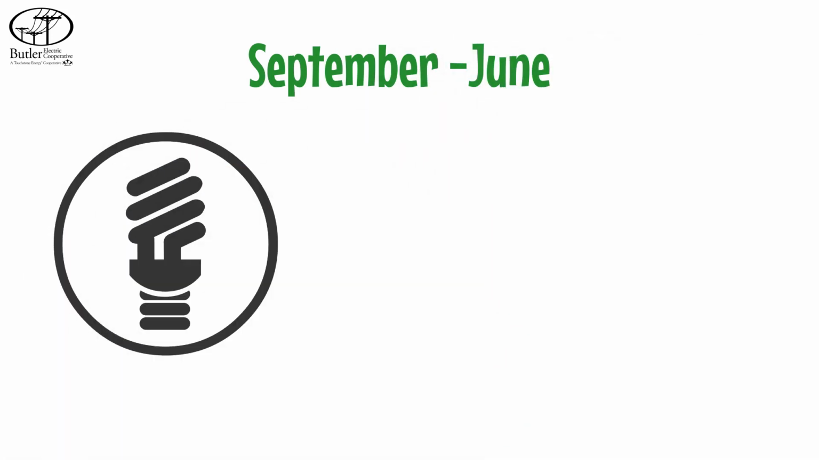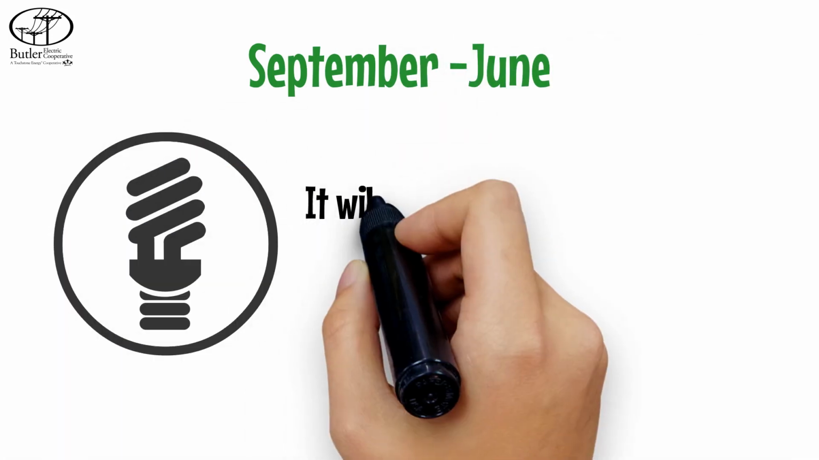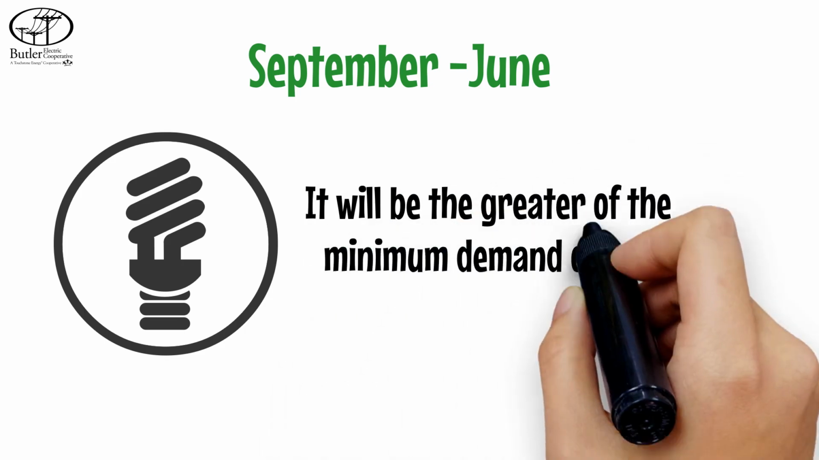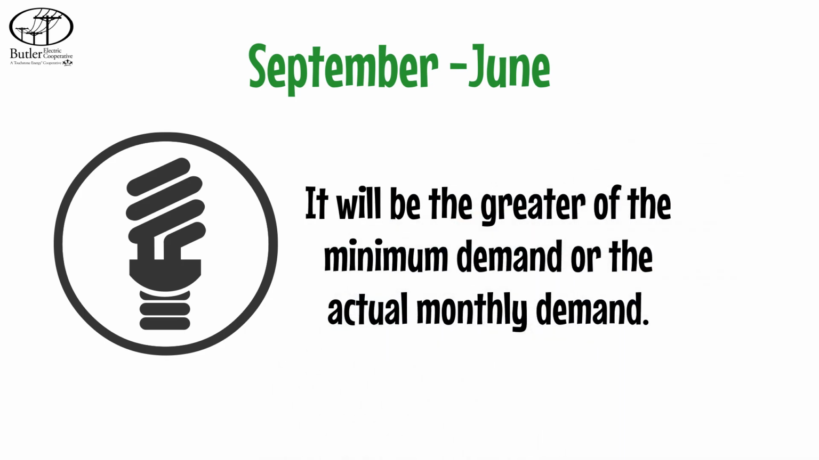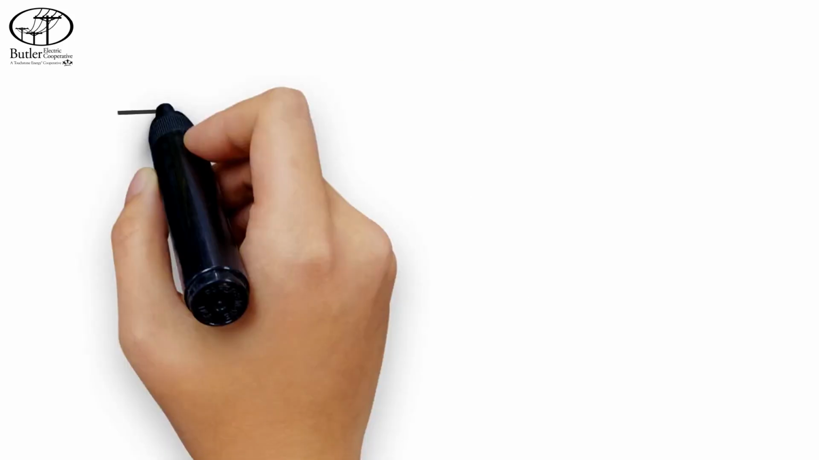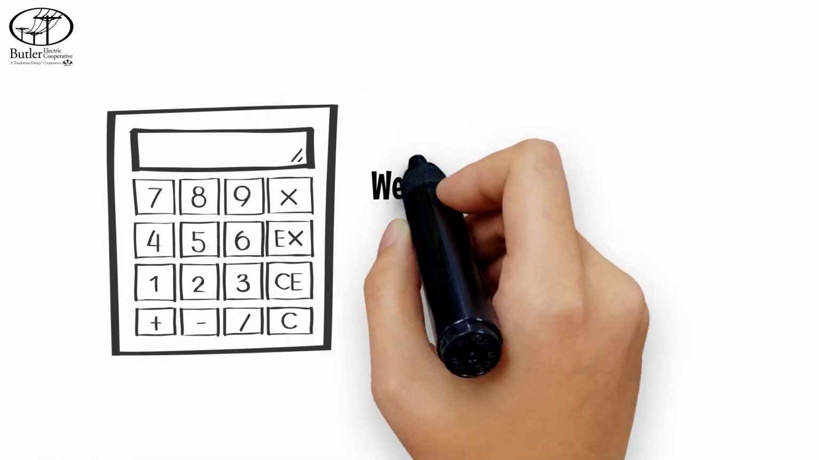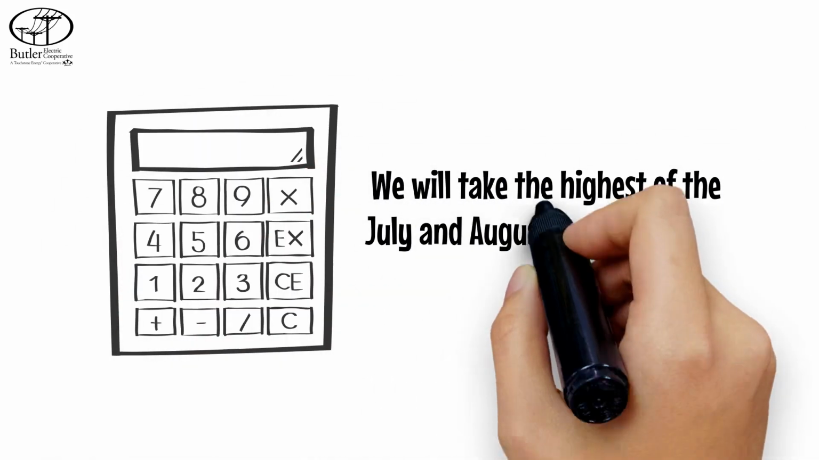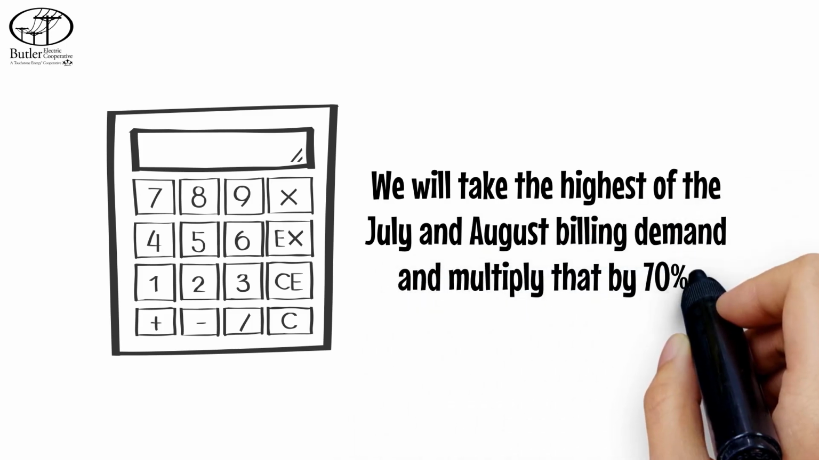For the months of September through June, your billing demand is calculated slightly differently. It will be the greater of the minimum demand or the actual monthly demand. How do we calculate your minimum demand? We will take the highest of the July and August billing demand and multiply that by 70%.